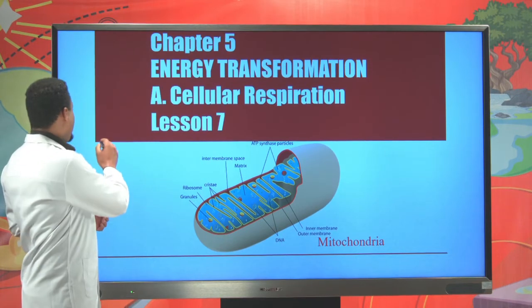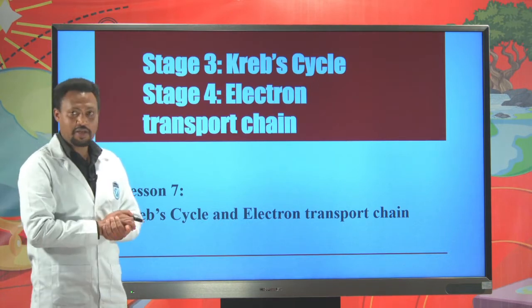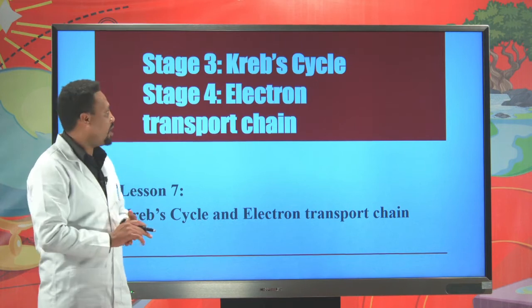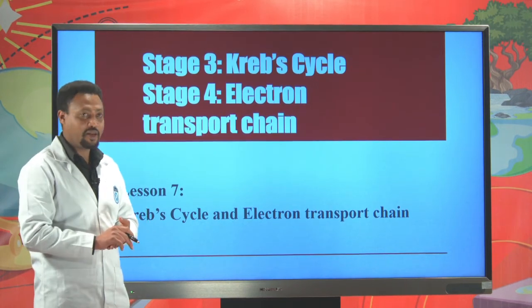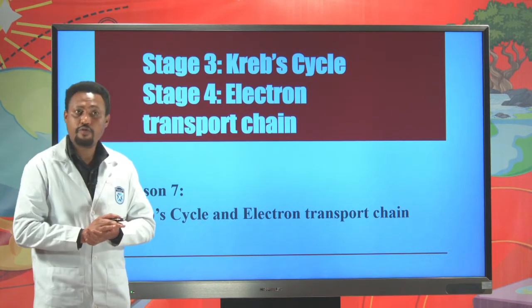Let's go to the lesson that we are going to have today. Our third stage of cellular respiration is the Krebs cycle. It is named after the scientist Christian Hans Krebs, and we also see the electron transport chain following that.